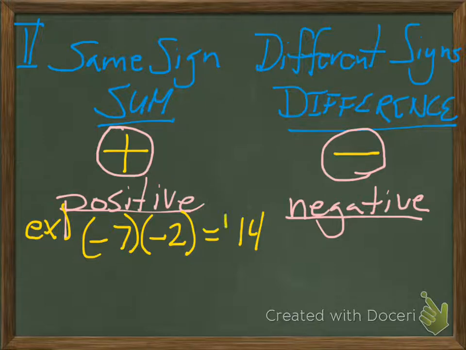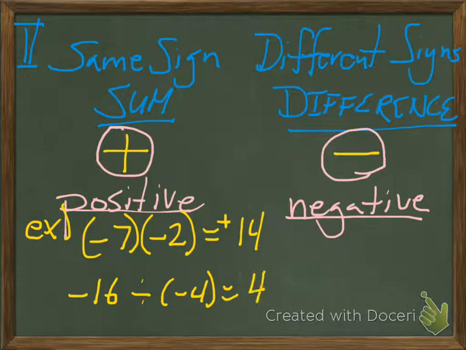If you want to remind yourself, it's okay to put a little plus there. You don't need to, but if you just want to make sure that you go back and check your signs, you can do that. Let's try another one. If I take negative 16 and divide it by negative 4, again, we're dividing one negative number by another negative number, so the answer is positive 4.